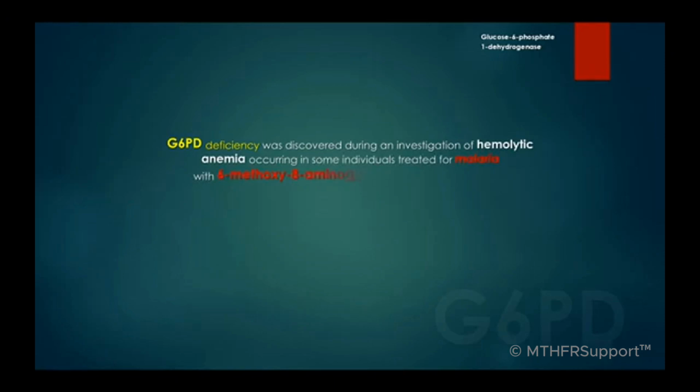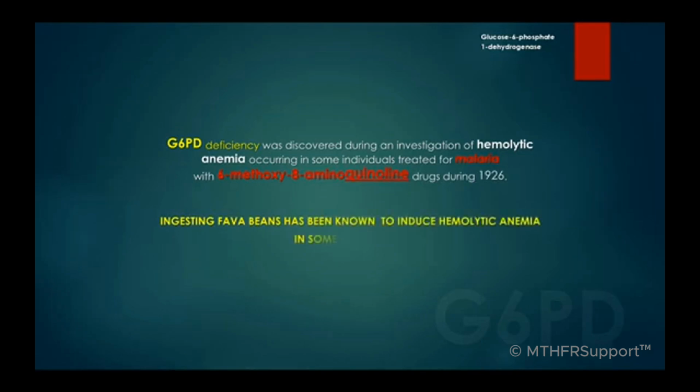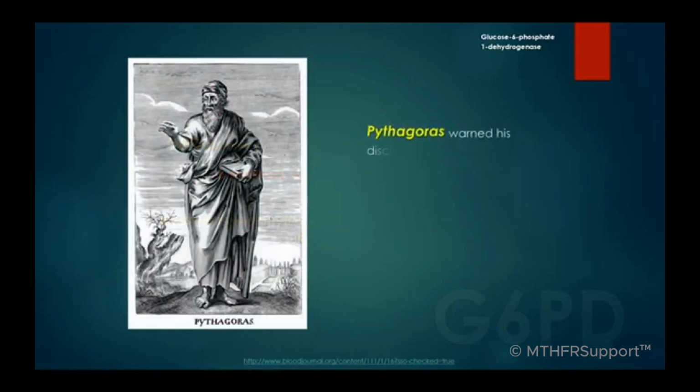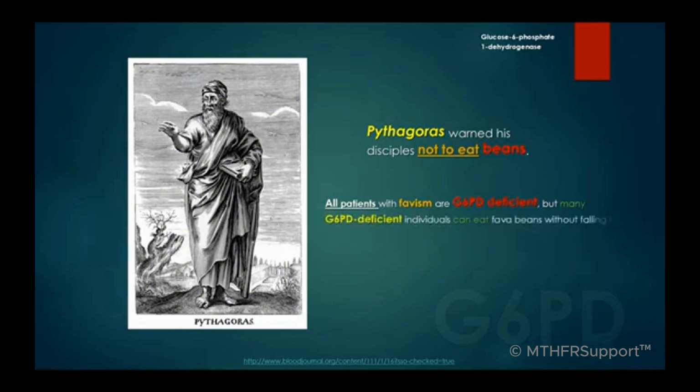G6PD deficiency was discovered during an investigation of hemolytic anemia occurring in some individuals treated for malaria with 6-methoxy-8-aminoquinoline drugs during 1926. Ingesting fava beans has been known to induce hemolytic anemia in some individuals. Pythagoras warned his disciples not to eat beans. All patients with favism are G6PD deficient, but many G6PD deficient individuals can eat fava beans without falling ill.